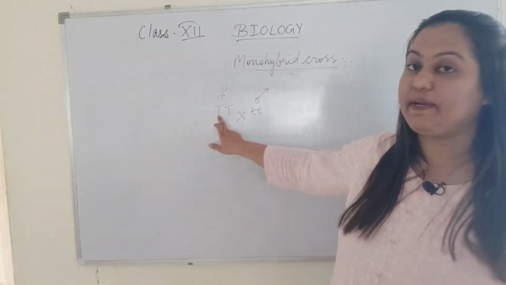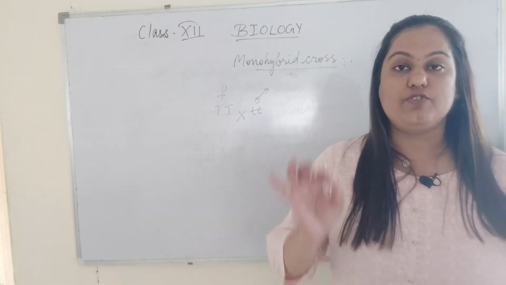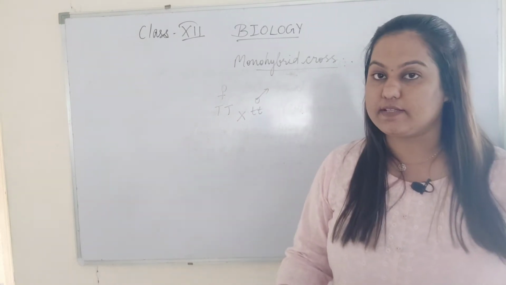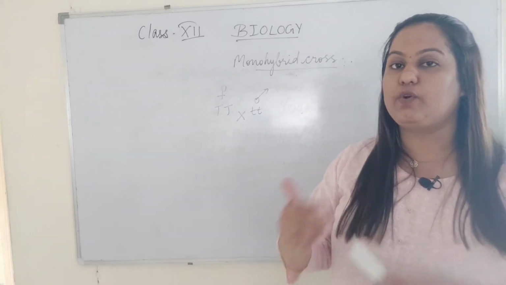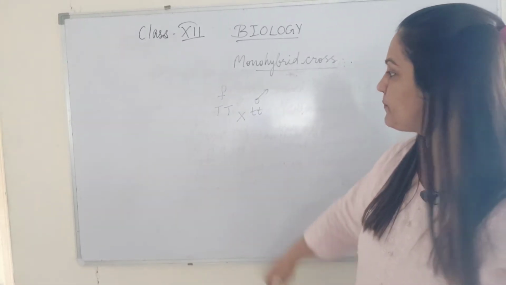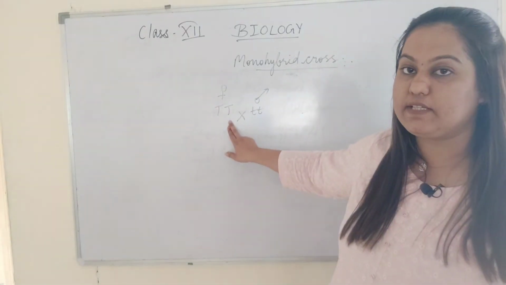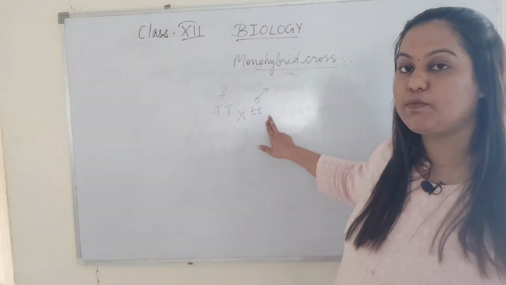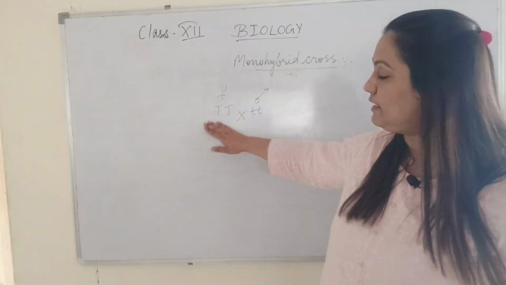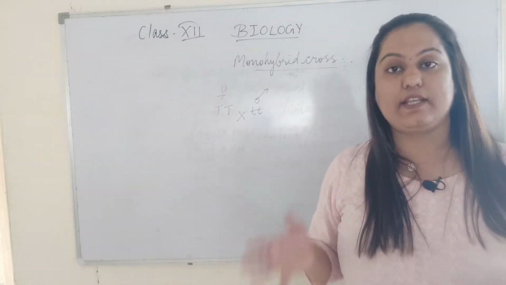Now why have I used capital T, capital T? Because genes are always present in pairs. These are known as alleles, which we are going to study in later sections. So we will write capital T for tall and small t for dwarf. These are the genes which are present in our somatic cells.